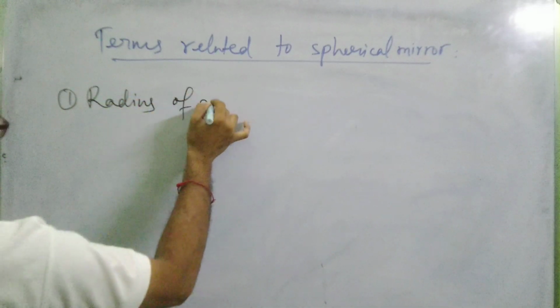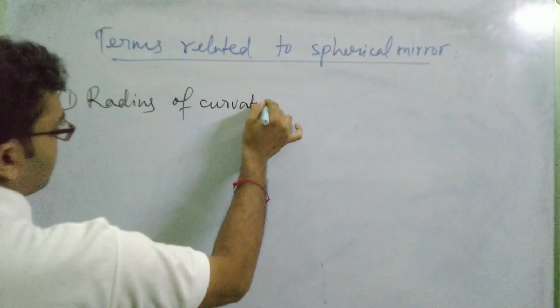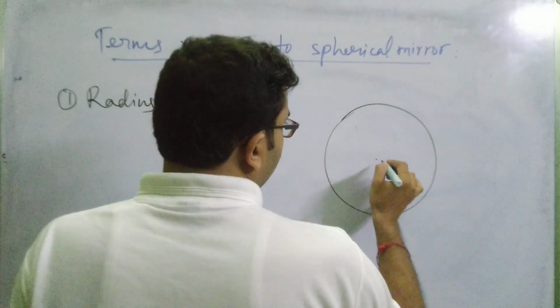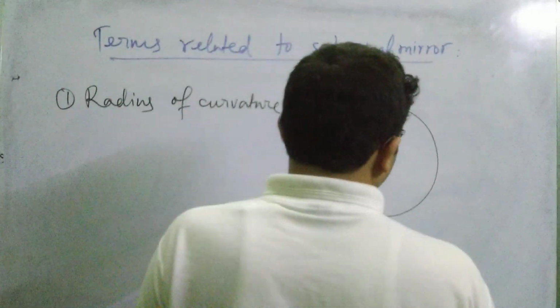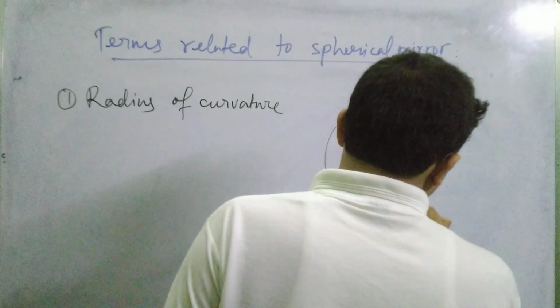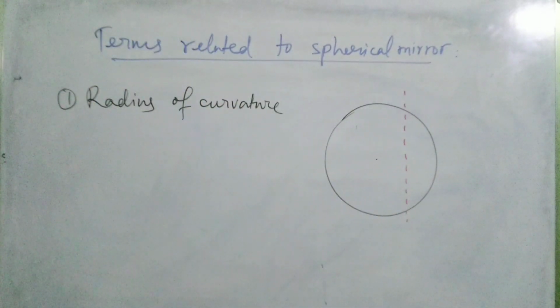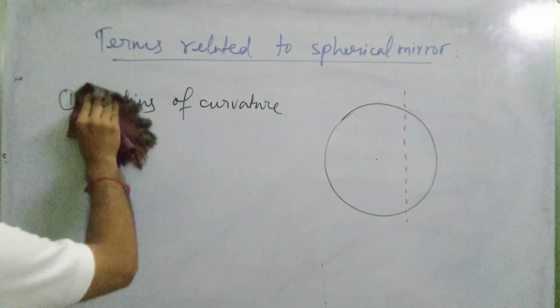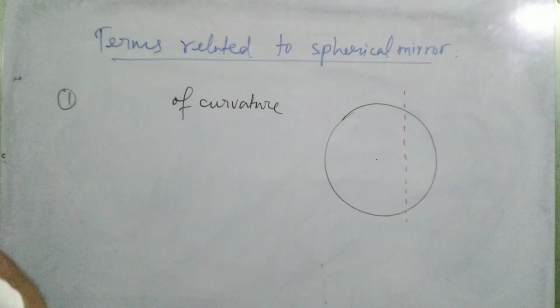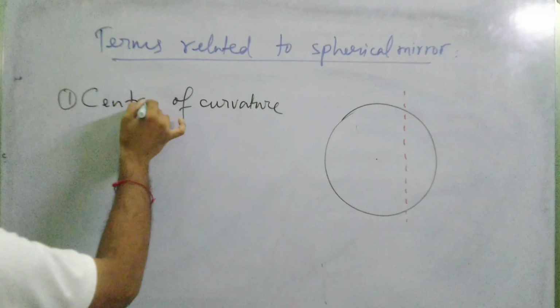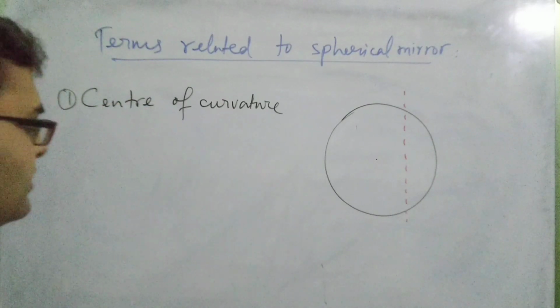Now for this we will once again draw the sphere. This is the sphere, and from this sphere a part has been cut out and the mirror has been formed, whatever it may be, concave or convex. Just a mistake. The first term that we should be discussing is the center of curvature, not the radius of curvature, sorry, center of curvature. Although there is no problem in discussing first the radius and then the center, still center of curvature should be the first term that we discuss.